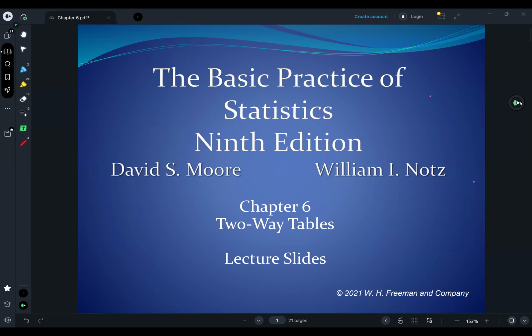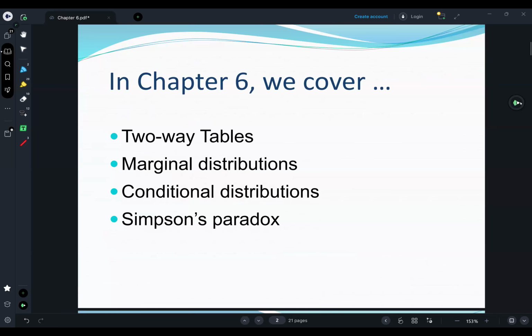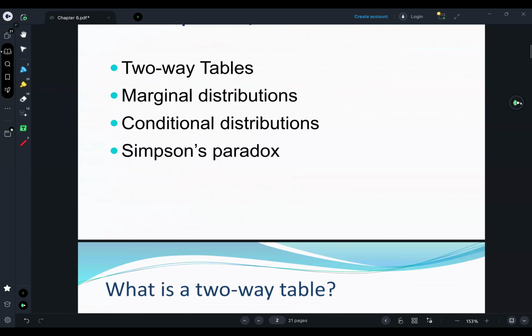They're called two-way tables. They're also formally called contingency tables. This is a way for us to study the relationship between two categorical variables. So we're talking about categorical data in this chapter. We'll look at their marginal distributions, their conditional distributions, and also there's this strange paradox that we call Simpson's paradox. It's quite strange, so you'll see what that is as well.